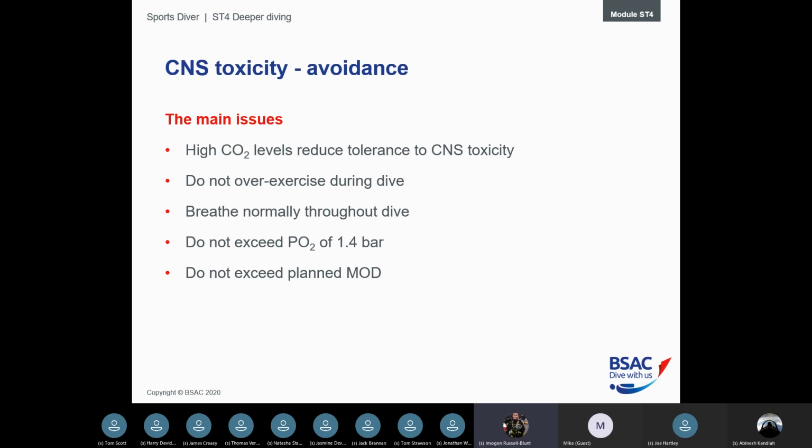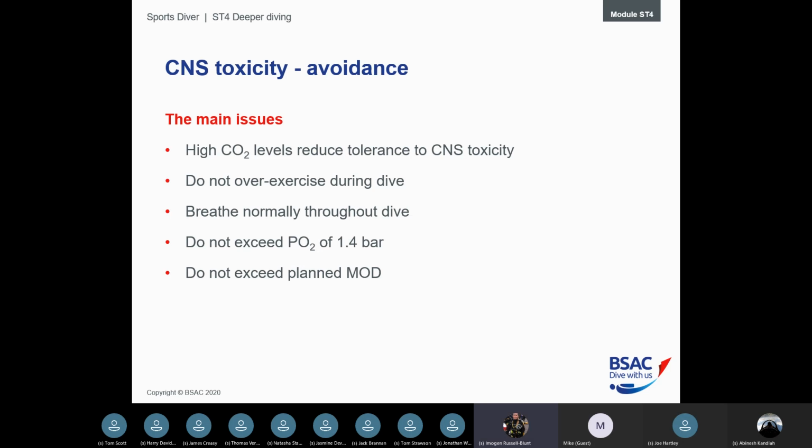how to avoid CNS toxicity? High CO2 levels will reduce the tolerance to CNS toxicity, so don't over-exercise. We breathe in oxygen and we breathe out CO2. Your body produces CO2 when your muscles are working. If you're doing some underwater gymnastics, you're going to be producing a lot of CO2. That then leaves you more at risk of CNS toxicity. So stay calm. Diving's not intensive. It's not meant to be a workout.